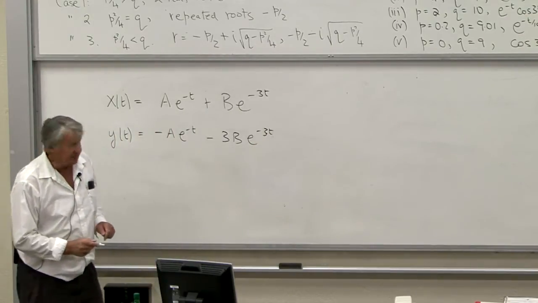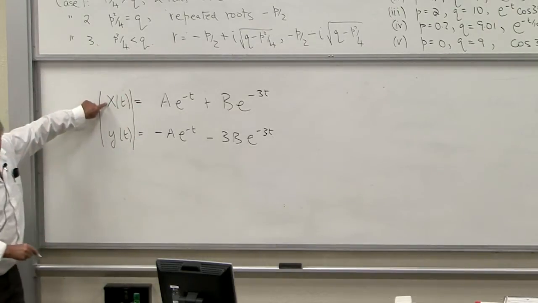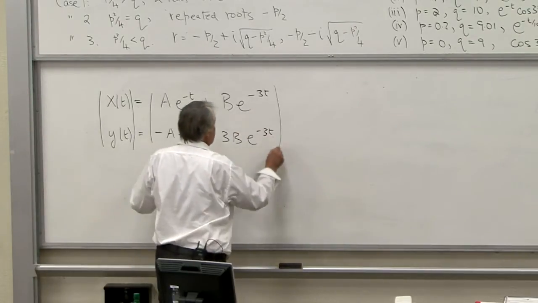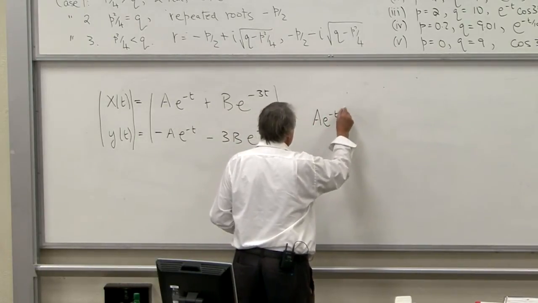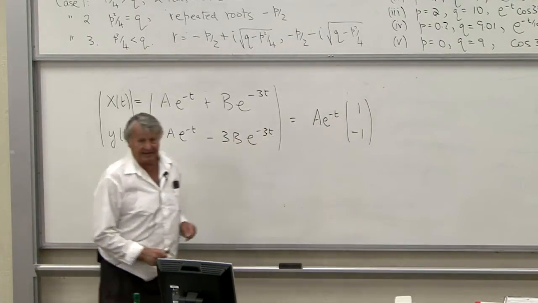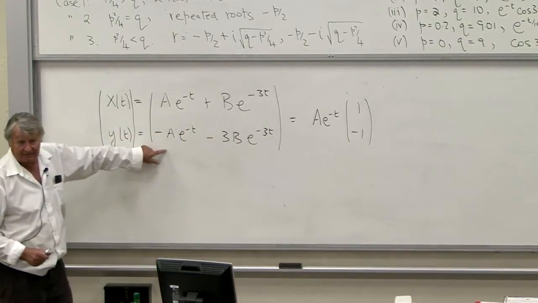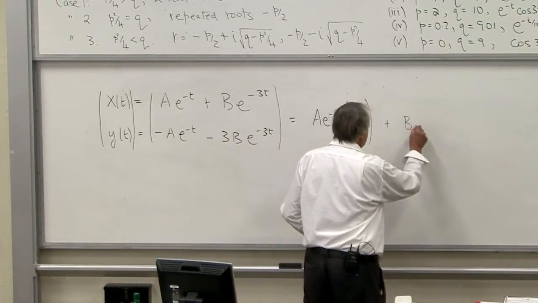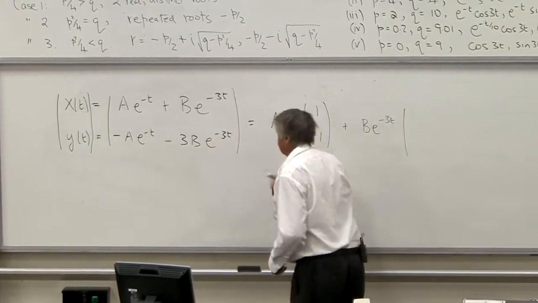Now I'm going to write this in a very nice way. I'm going to write this as a vector, component 1, component 2. Okay, and I'm going to rewrite these in a slightly different way. I'm going to write this as a e to the minus t times (1, minus 1). In other words, the first component is a e to the minus t. The second component is minus a e to the minus t. Then I'm going to write it as plus b e to the minus 3t, and here I'm going to have 1 and a minus 3.